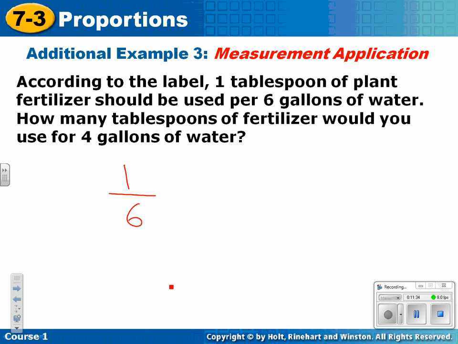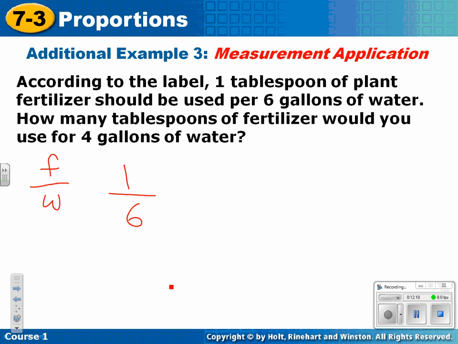When you have a word problem and it gives you this, help yourself out by remembering what's on top and what's on bottom. Right now, what's on top is the fertilizer, and the thing that's on the bottom is the water. Just make a little note of it. It will help you solve these problems. Okay? So my ratio is 1 tablespoon of fertilizer to 6 gallons of water.